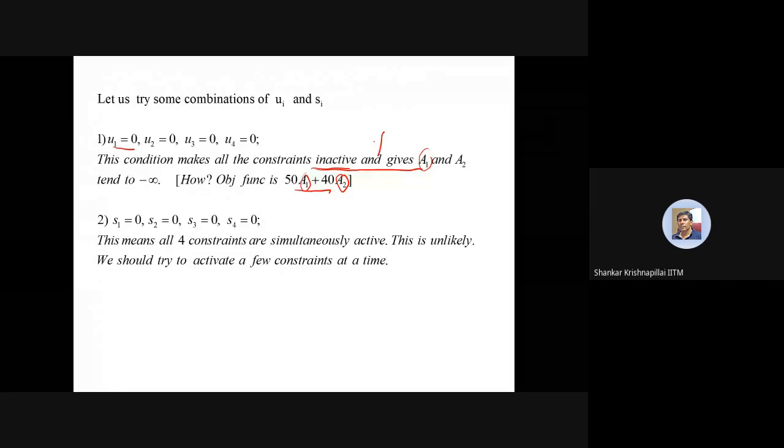Then the next case is all four constraints simultaneously active. This is unlikely, because the solution would lie exactly at the intersection of four different constraints. So this type of thing you can check last. Now we look at some other intermediate combinations. So let us try this combination.